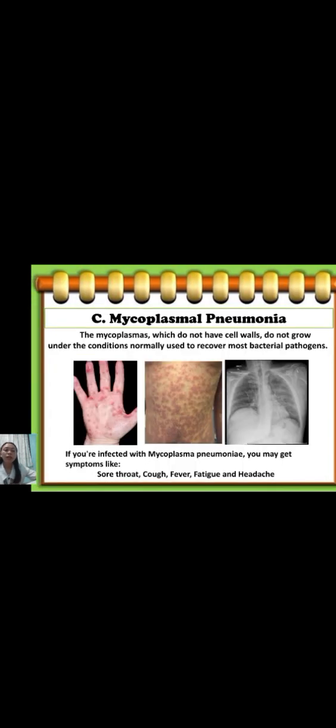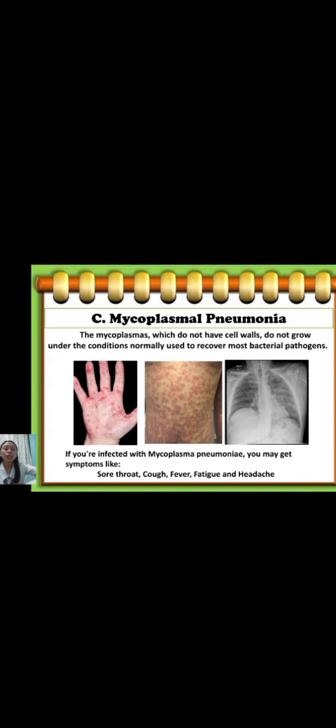So now let's proceed to mycoplasmal pneumonia. Mycoplasma are bacteria which do not have a cell wall, meaning they do not grow under the conditions normally used to recover most bacterial pathogens.